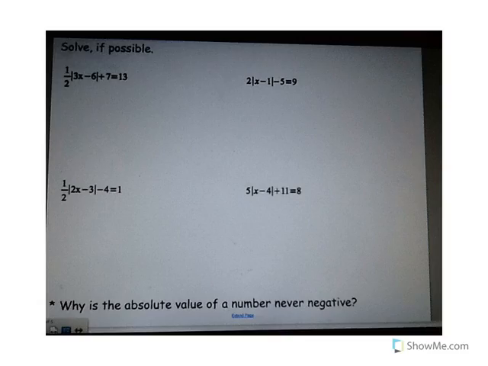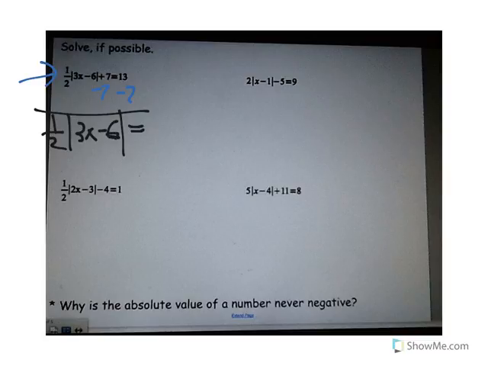So let's do a couple of these to see it makes sense. For this one here, what I'm going to do is, first of all, subtract 7 from both sides. I'm going to choose a different color. When I subtract 7 from both sides, I'm going to end up with 1/2, still in absolute value symbols, is equal to actually 6, right? Because 13 minus 7 is equal to 6, and then I cancel that out.